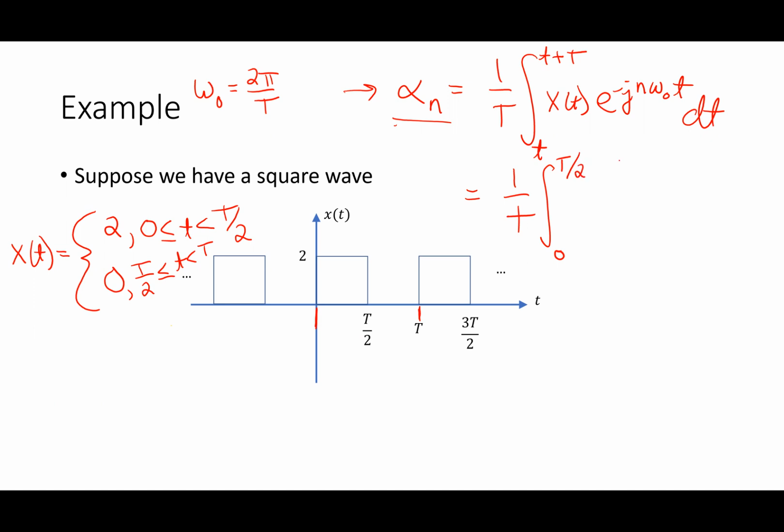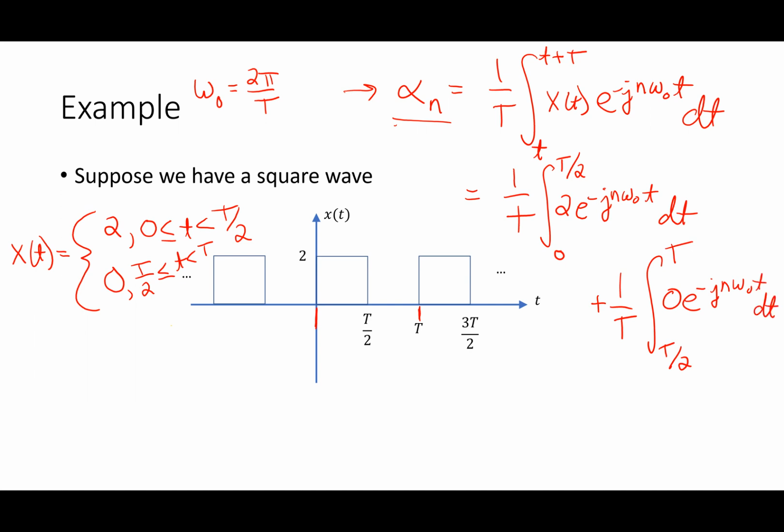So yeah, 0 to T over 2, right? And I say integrate 2e to the negative j n omega naught t dt. And then the other part of the splitting it up is 1 over T, from T over 2 to T, of 0 times e to the negative j n omega naught t dt. All right, this guy, a definite integral of 0 is 0. All right, that part is going to integrate to nothing. So what I'm left with is solving the first part of that integral.